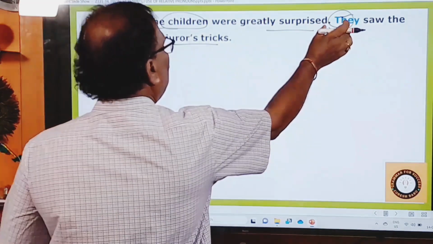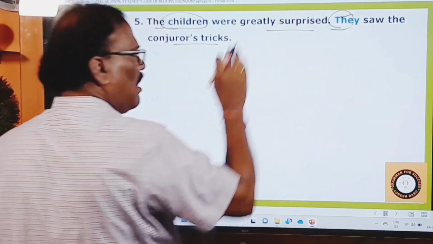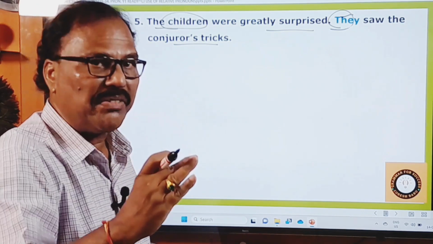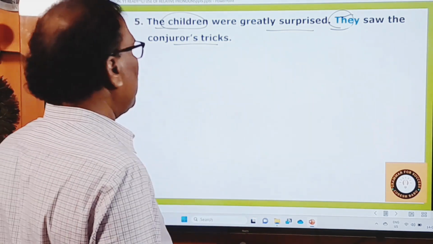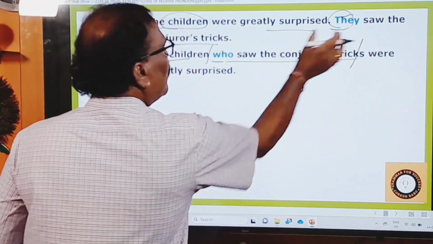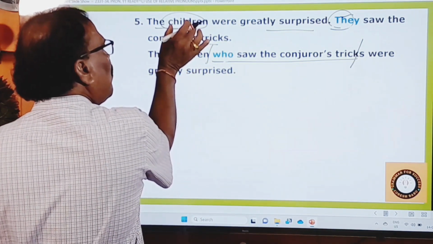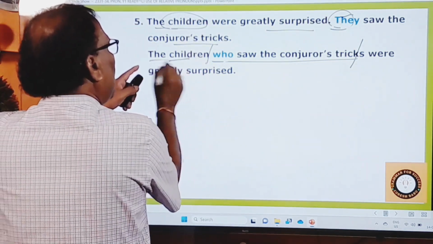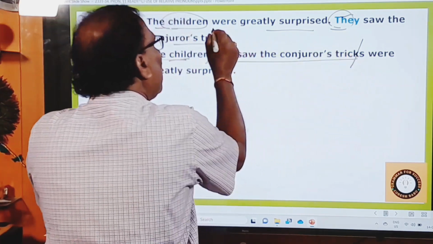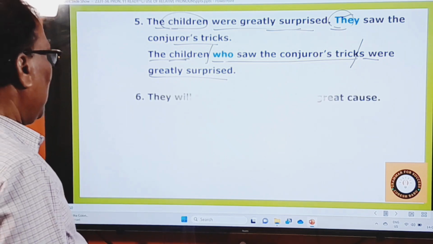Okay, now it is in the subjective case. They is the subjective case pronoun. Whenever there is a subjective case pronoun, you must immediately take the help of who, the subjective case relative pronoun, to join these two separate sentences. Okay, the children who saw the conjurer's tricks. You are joining this immediately beside the noun, the children. Okay, who saw the conjurer's tricks. Then the remaining sentence should be written here, were greatly surprised, something like that.